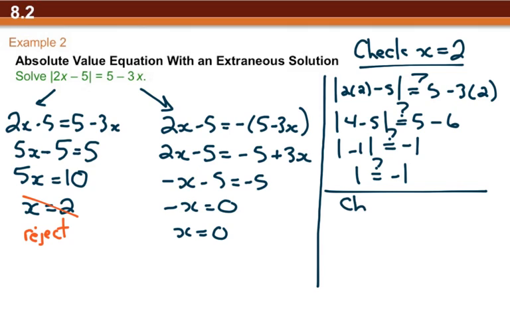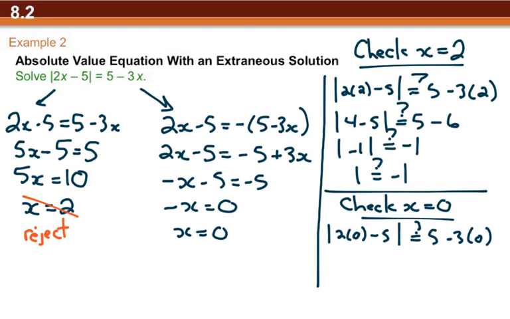We'll do the same check, except this time with the other answer, x equals 0. We'll plug in 0 into the equation. We'll do the calculation. I'll skip a step this time. Inside the absolute value, we end up with 0 minus 5, which would be negative 5. On the right side, we end up with 5 minus 0, which would be 5. When we do the absolute value, we get 5 equaling 5.